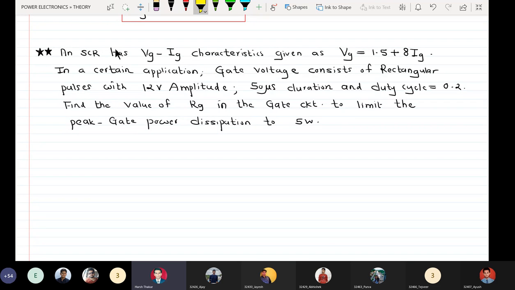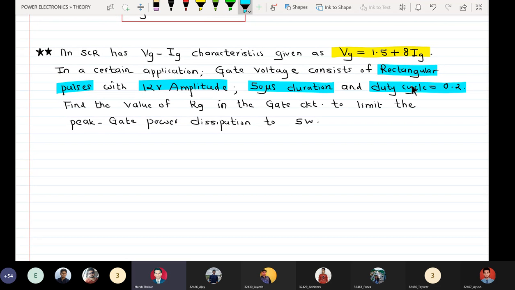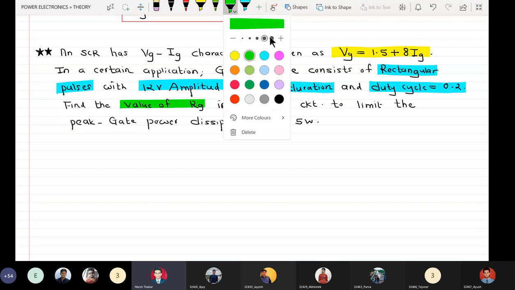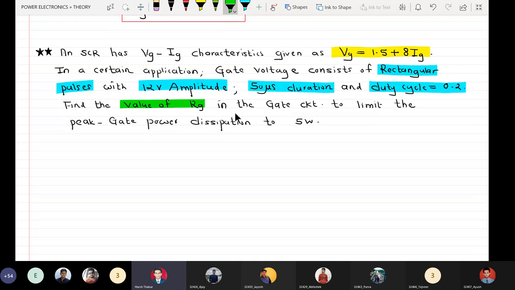So this is as before, only thing is that Vg equal to 1.5 plus 8 Ig. Second important thing which is different compared to the previous two numericals is gate voltage consists of rectangular pulses with 12 volt amplitude, 50 microseconds duration, and duty cycle equal to 0.2. And we are supposed to find the value of Rg in the gate circuit to limit the gate power dissipation to 5 watt.